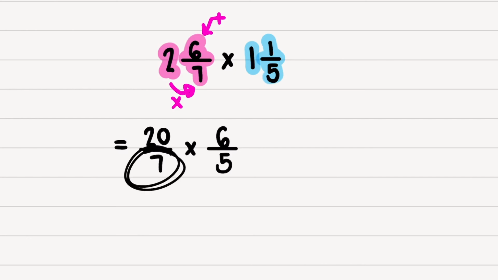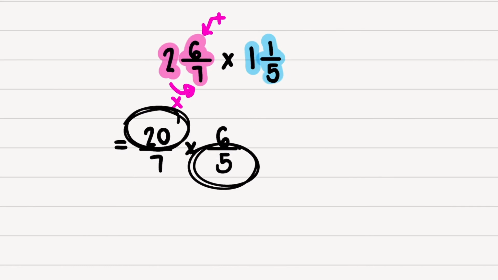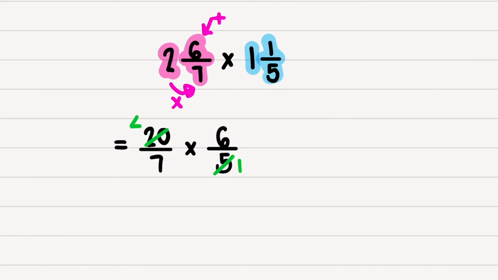Now if I look at the 7 in the denominator and the 6 in the numerator, there's nothing that cancels between those two. However, when I look at the 20 and the 5, I can cross cancel or simplify those. In order to simplify those two, I'm going to say what goes into 20 and into 5? 5. 5 goes into 5 once, 5 goes into 20 4 times. Now I can multiply numerator with numerator, denominator with denominator. I'm going to have 4 times 6, which is 24, over 7 times 1, which is 7.